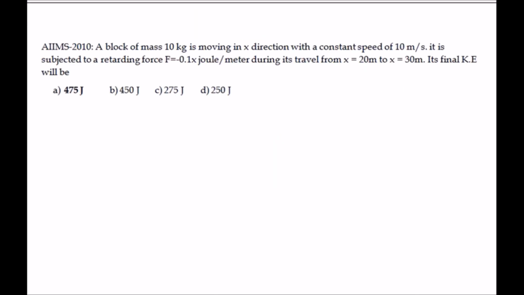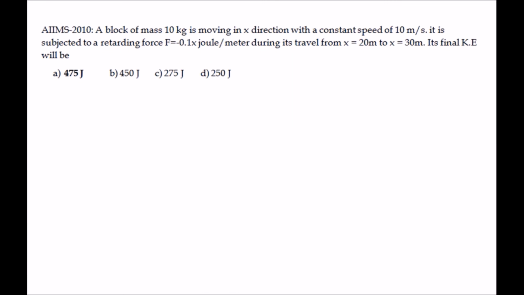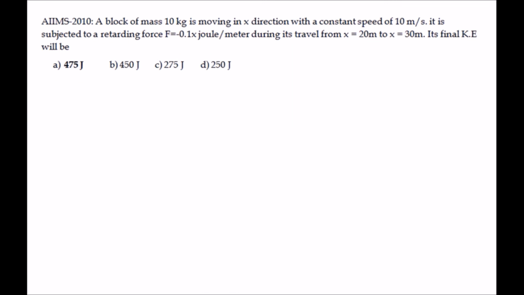Again, we will see the next problem from EMS 2010, and basically it's a good problem: a block of mass 10 kg is moving in x direction with a constant speed of 10 meter per second. It is subjected to a retarding force of F equal to minus 0.1 x joule per meter during its travel from x is equal to 20 meter to 30 meter. The final kinetic energy will be.